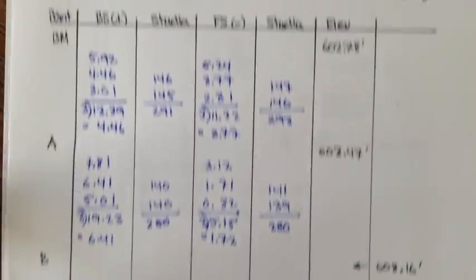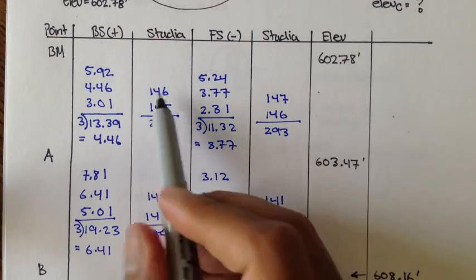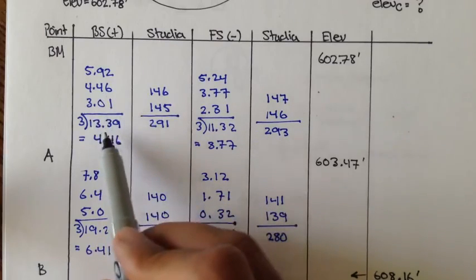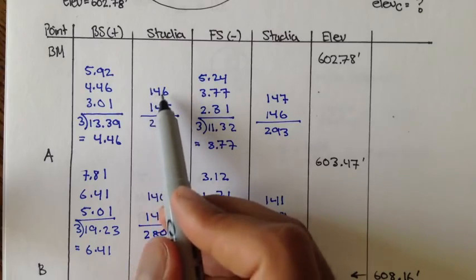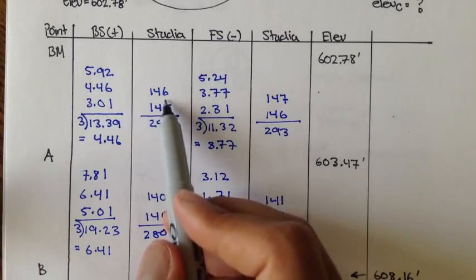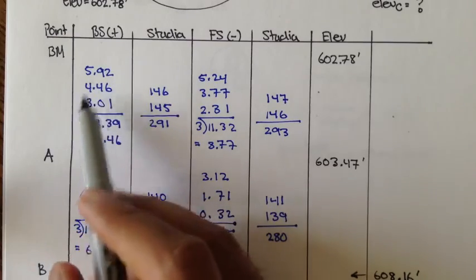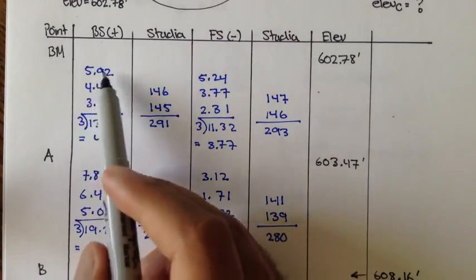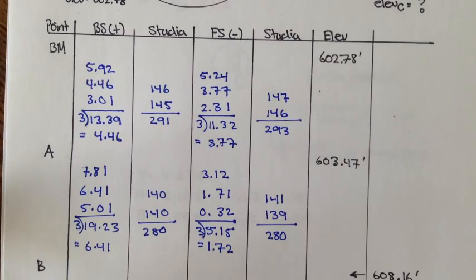Now, just remember to always check the stadia intervals before averaging these numbers. If your stadia interval came out to be significantly different, your half stadias, you may want to go back and remeasure or resight whatever point you were sighting and take the measurements again. Okay? So that was an example using 3-wire leveling.